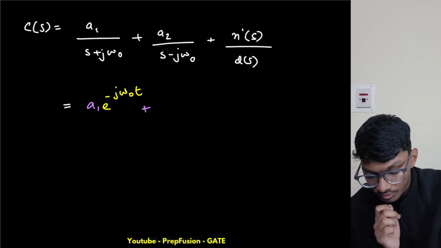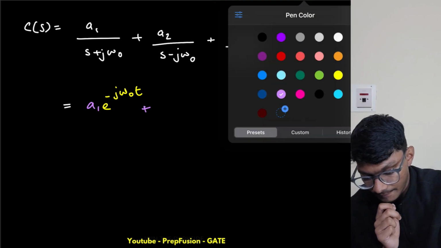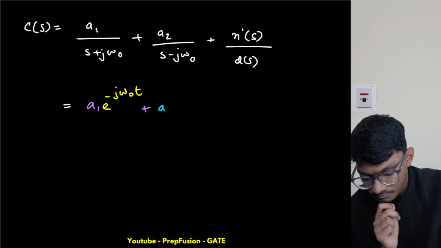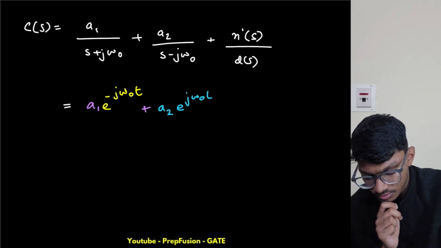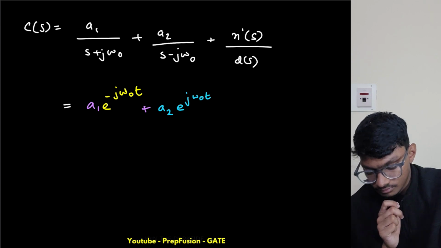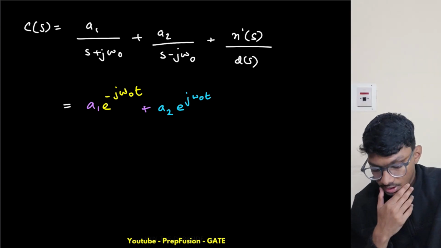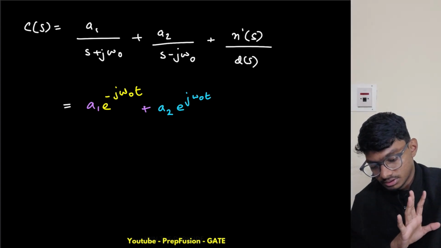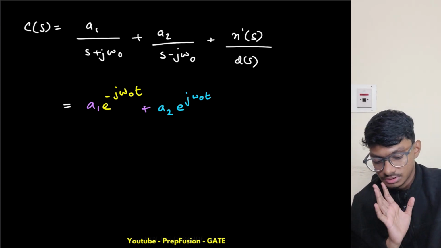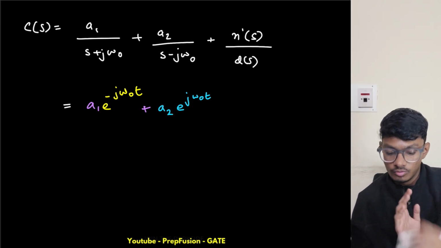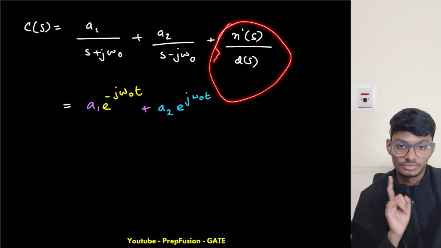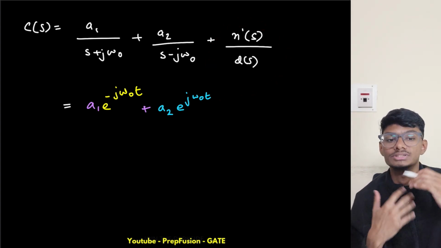Okay, now what is this one? This one is again, right? This one is plus e raised to power j omega naught t. This one is plus e raised to power j omega naught t, that we see. Now, I hope you understand, simply s plus a and s minus a. So what will I do? What is the Laplace inverse of this one? Very important, right? What is the Laplace inverse of this one?